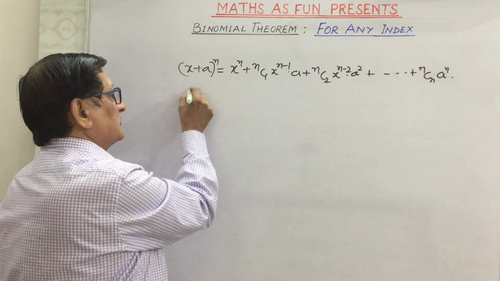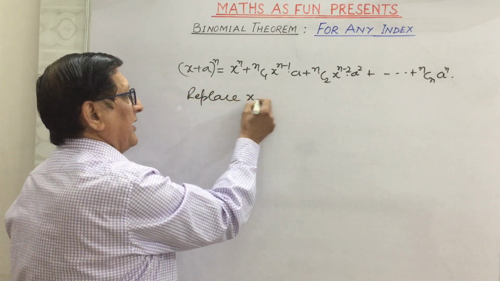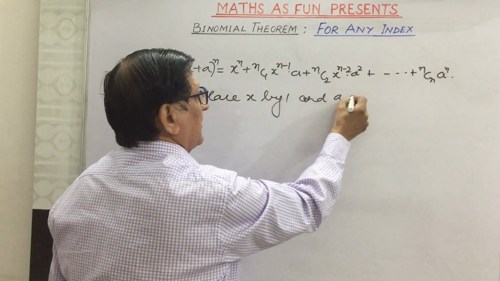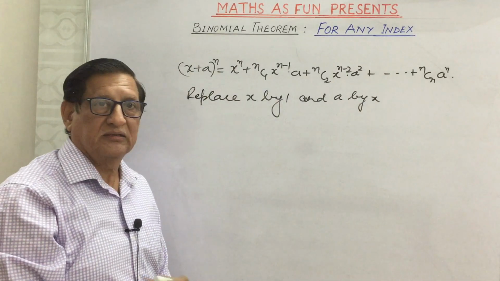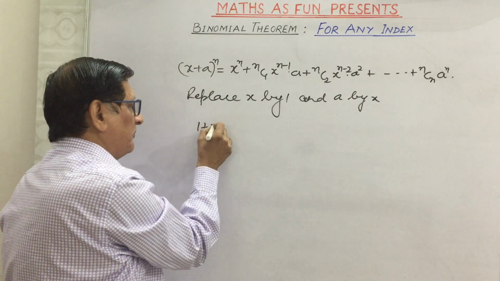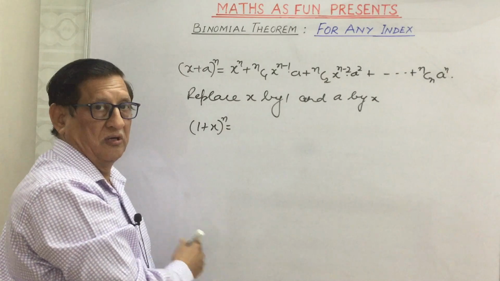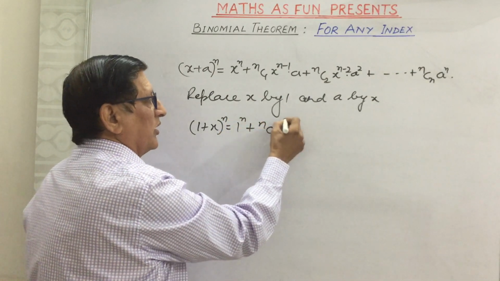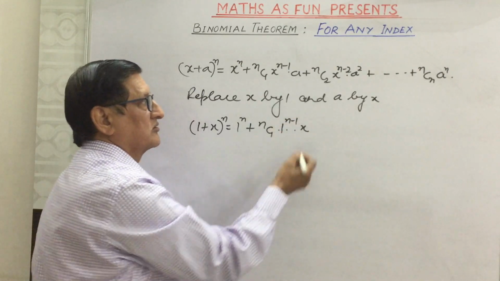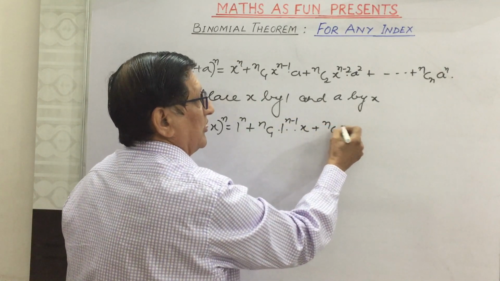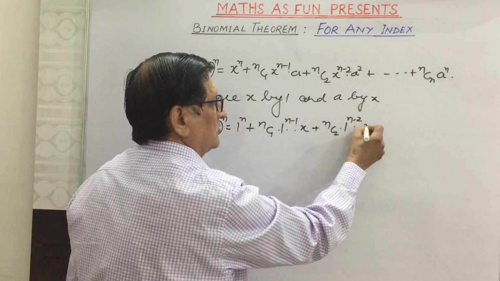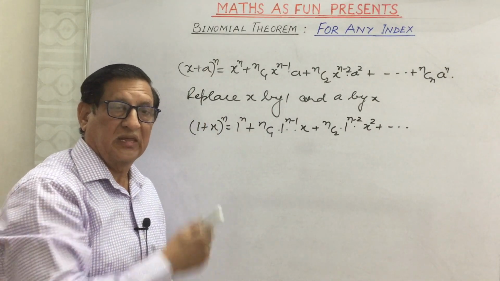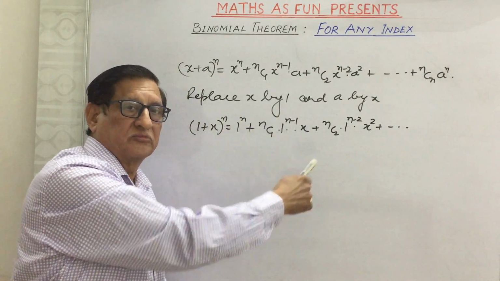We will replace x by 1 and a by x. Then what will happen? It will be (1 + x)^n = 1^n + nC1 into 1^(n-1) into x + nC2 into 1^(n-2) into x^2 + and so on. There will be infinitely many terms in this.